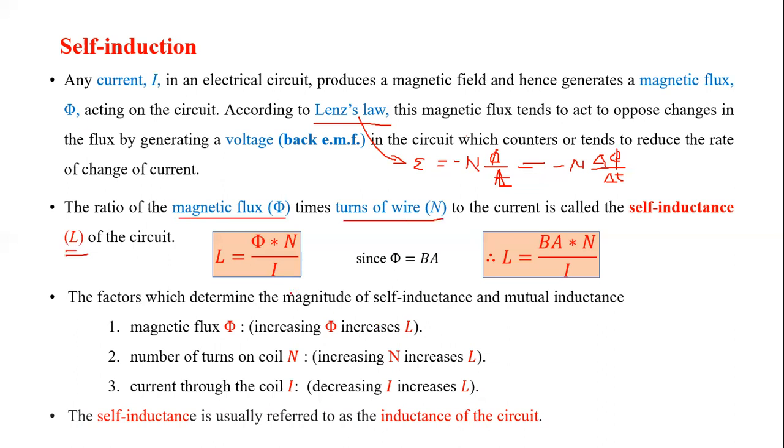Phi is B times A cos theta, where theta is the inclined angle. The maximum condition is BA. So substituting, BA times N, L is equal to BAN over I. So this represents the self-inductance.